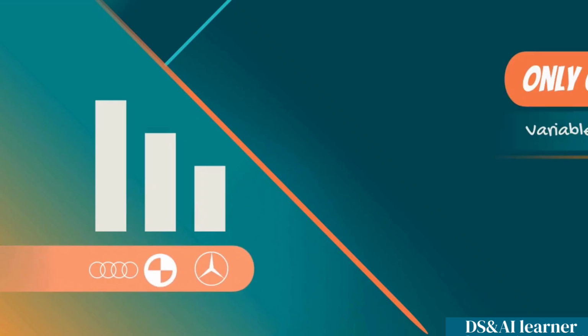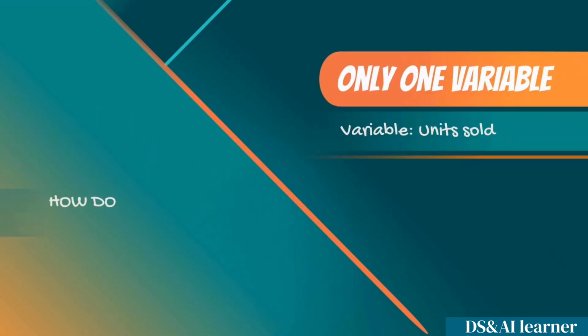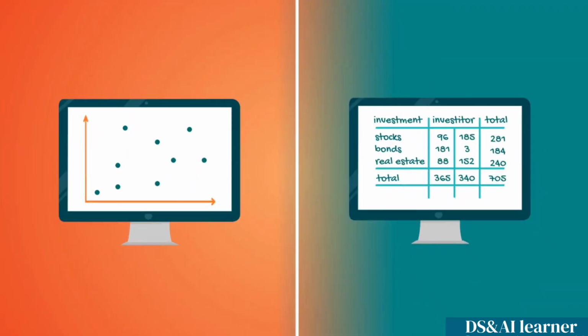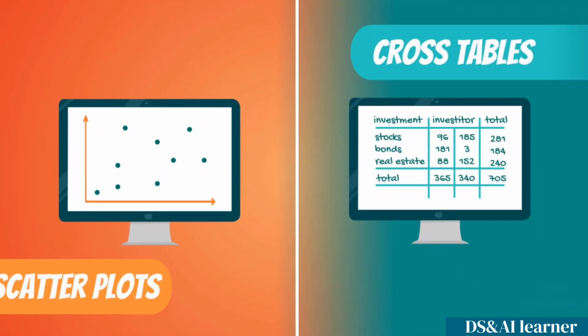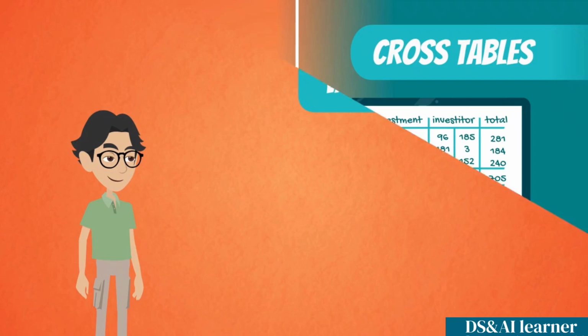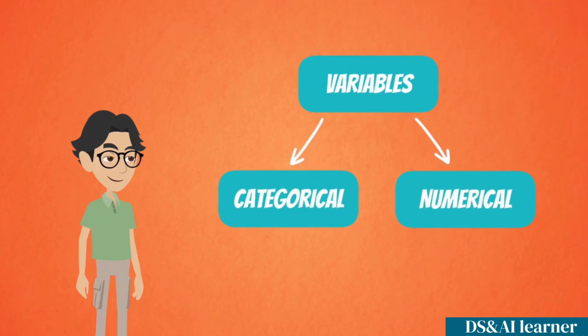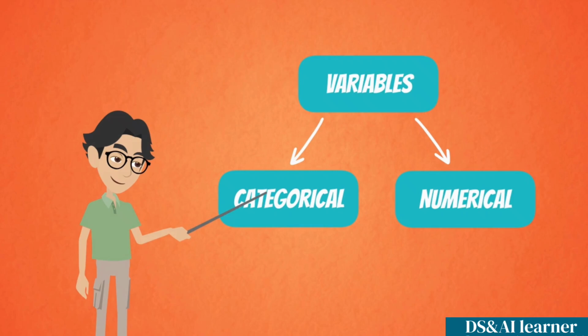We covered graphs that represent only one variable. But how do we represent relationships between two variables? In this video, we'll explore cross-tables and scatterplots. Once again, we have a division between categorical and numerical variables. Let's start with categorical variables.